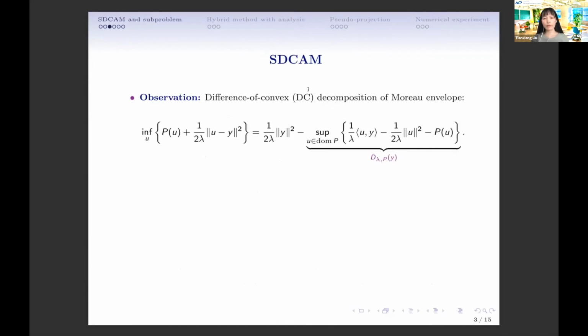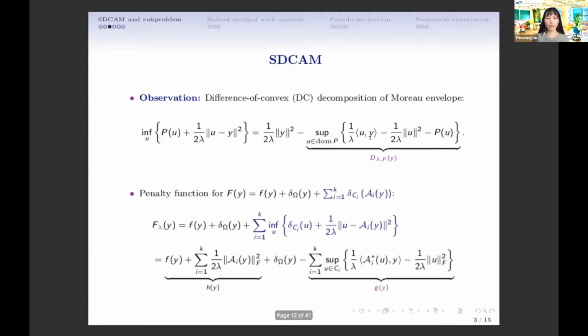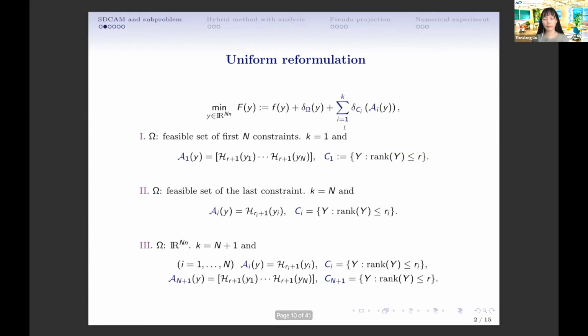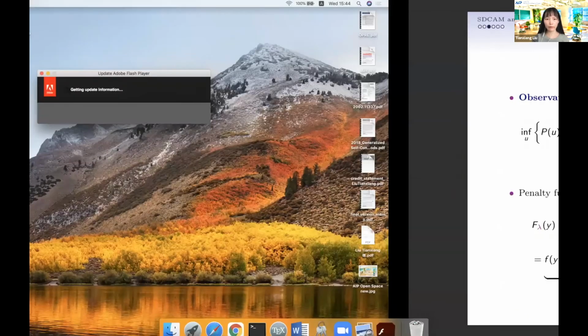The idea of SDCM is based on the observation that the Moreau envelope function of the indicator function, which is written like this, can be written as a DC decomposition, meaning the difference of two convex functions. This is a quadratic convex function, and this is also a convex function. More importantly, we know that the subgradient of this convex term can be obtained by doing projection to the low rank constraint. So the SDCM is applied to this uniform formulation written here.